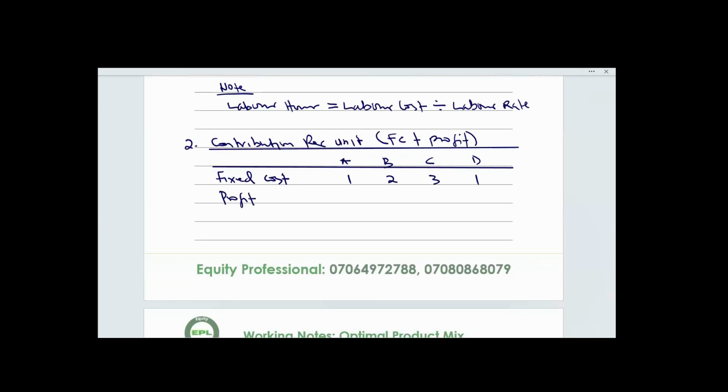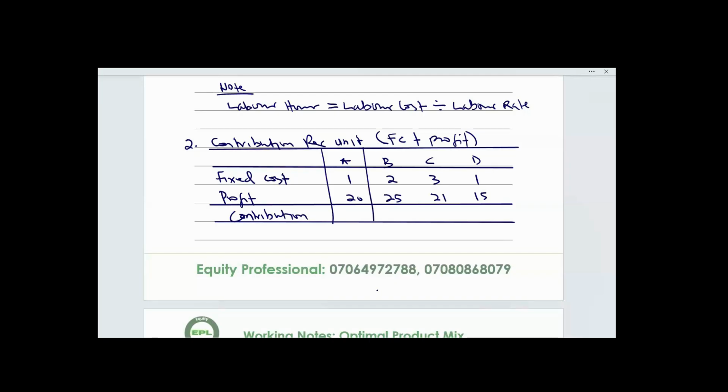Then the profits per unit: A is 20, B is 25, C is 21, and D is 15. All right. So we then add it up to get the contribution per unit for each product. Here will be 21, 27, 24, then 16.